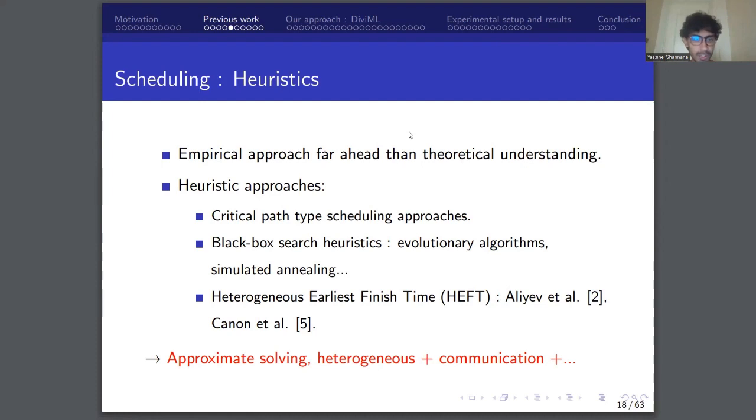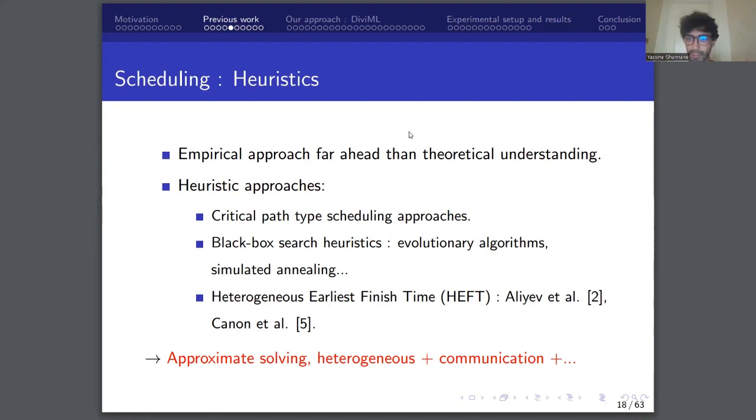We also should mention the usage of black box search heuristics that abstract away the structure of a search problem to only keep it in the form of an optimization of a fitness function. Examples of those are evolutionary algorithms, simulated annealing, and so on. And finally, one of the most successful heuristics in terms of quality results efficiency trade-off is the heterogeneous earliest finish time, HEFT, that has been used recently in different scheduling problems.